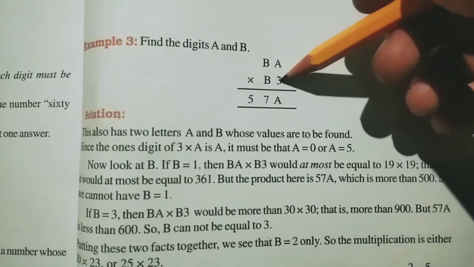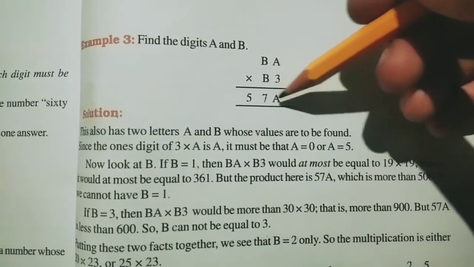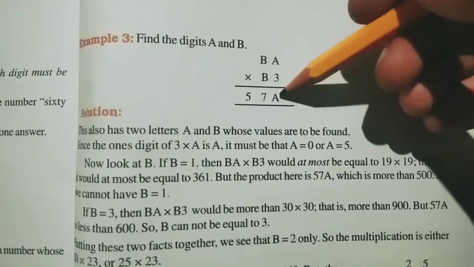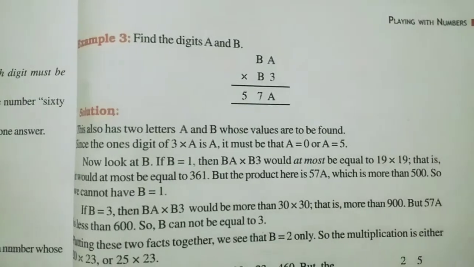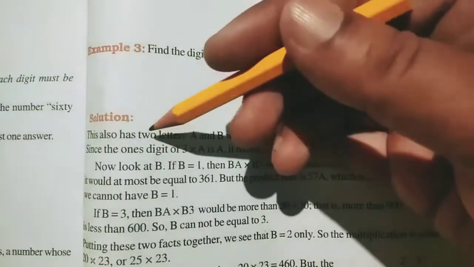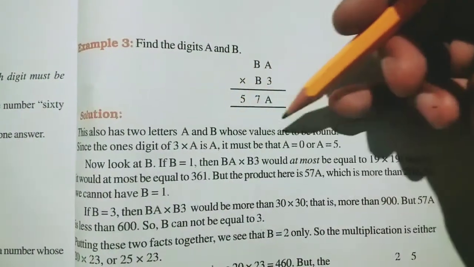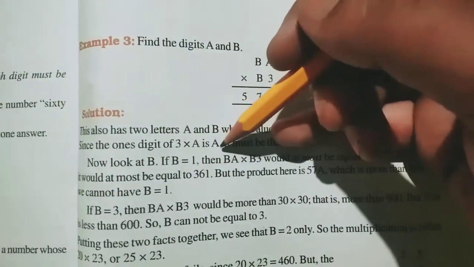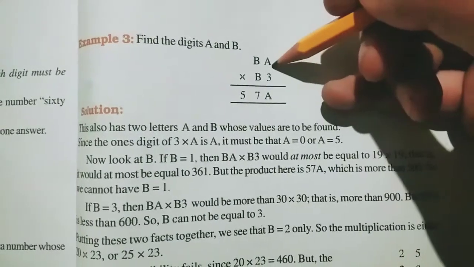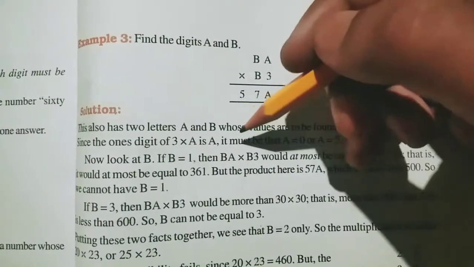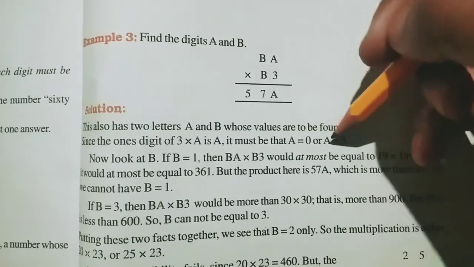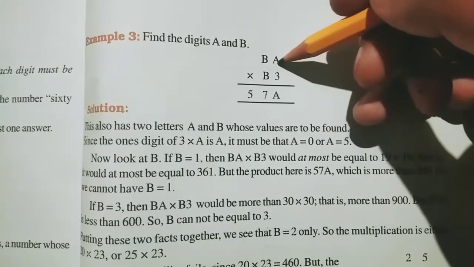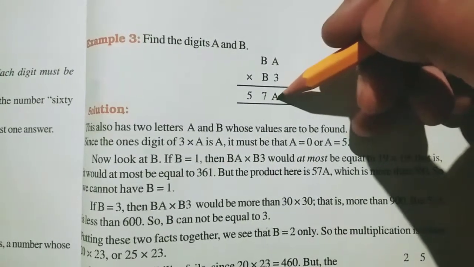B a into b 3 is 507a, 57a. That means whatever value of a you take, here also the same a should come. Okay, now let's do the multiplication, how it can be done. So there are two letters, a and b. Since the one digit of 3 into a is a, when you are multiplying 3 into a, a must come. So it must be that a equal to 0 or a equal to 5, because when you do 3 into 0, again 0 comes. That means it is matching.